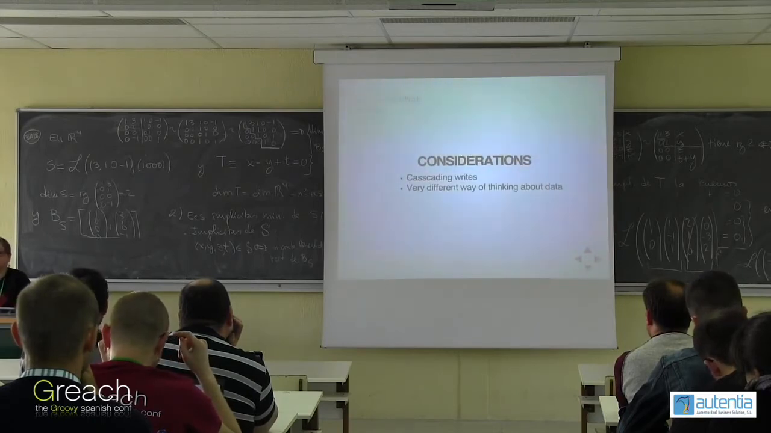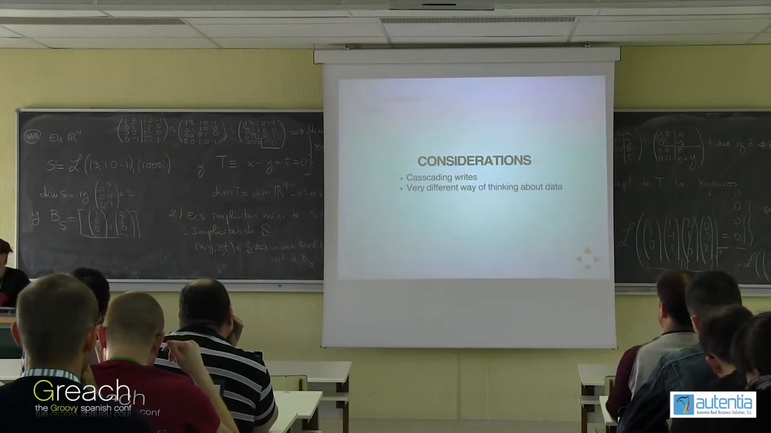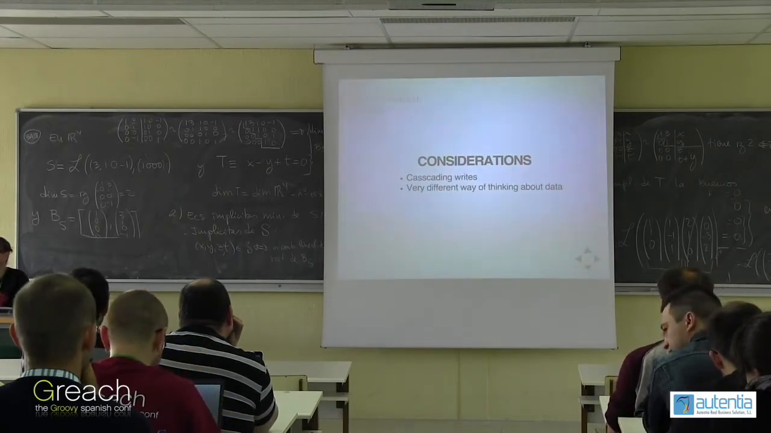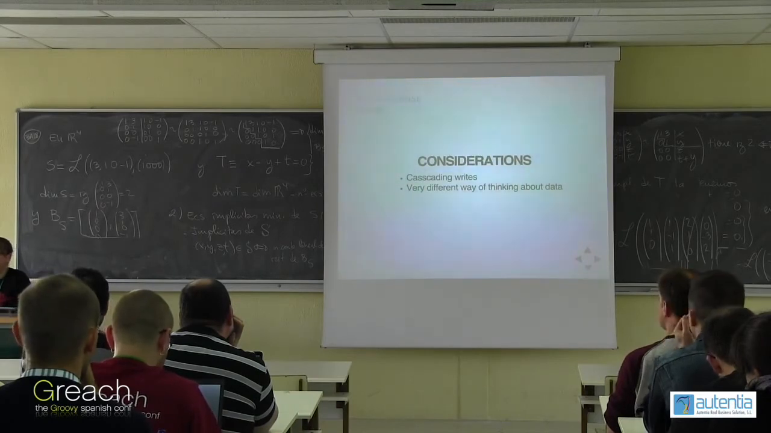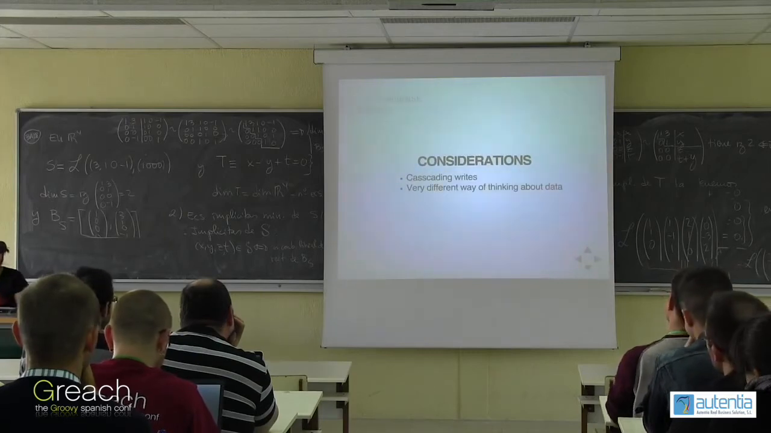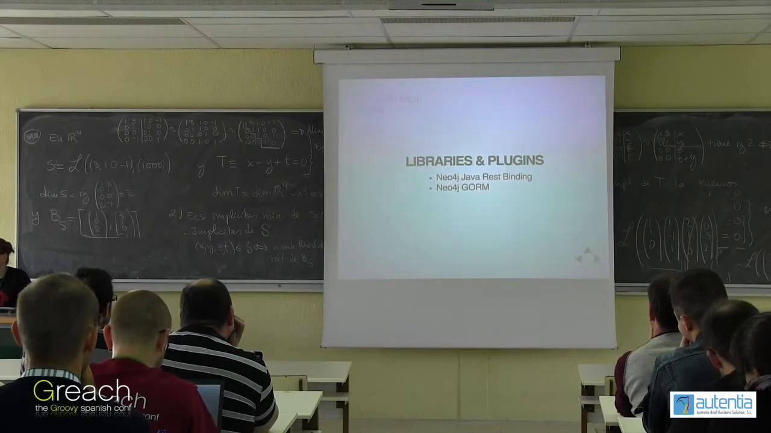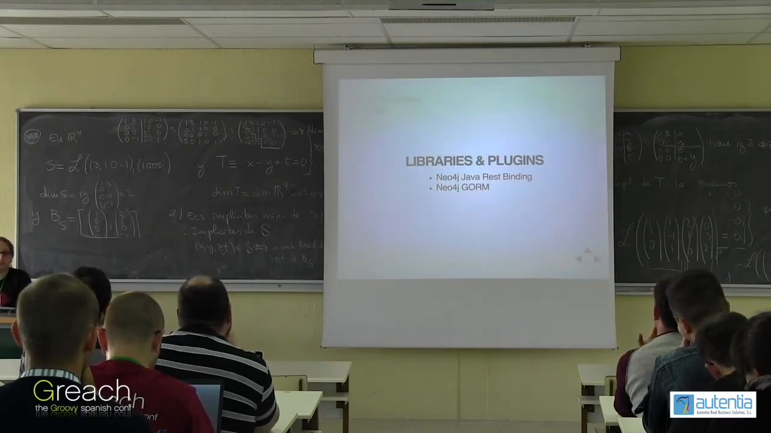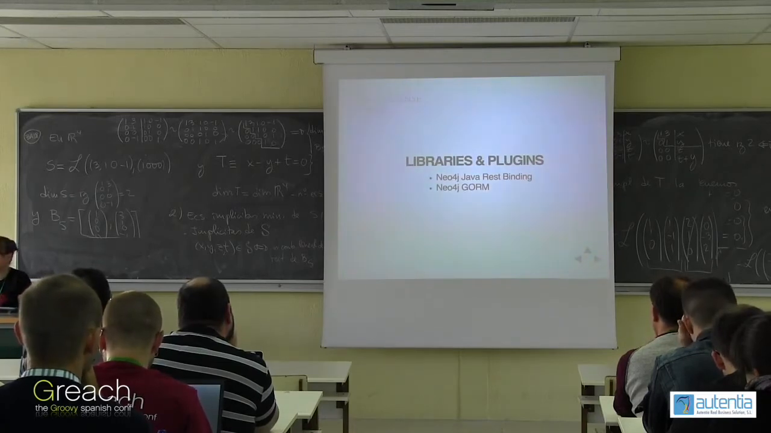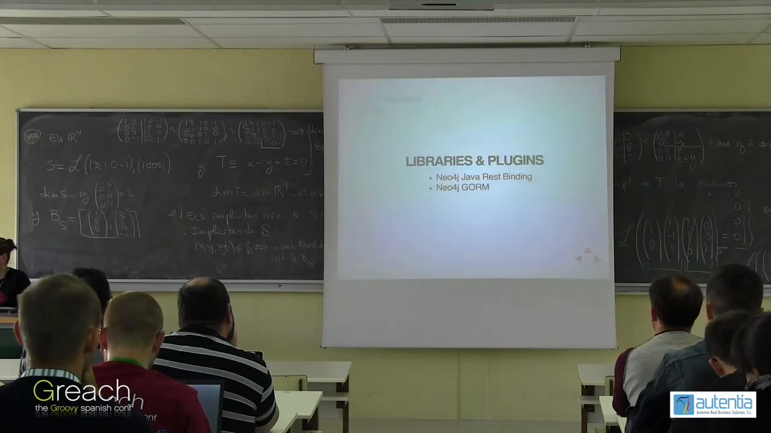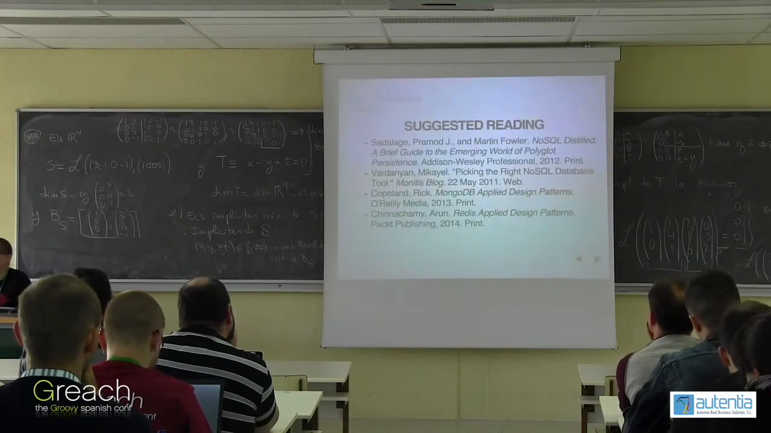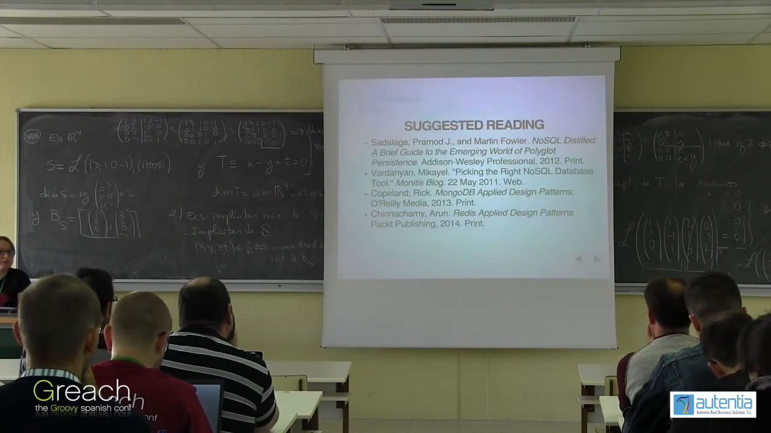Some considerations: I think it's a very different way of thinking. I haven't had too much exposure to graph databases, but it's definitely very different. And the way the tree structure works can make it cascading. The most popular one, like I said, is Neo4j. There is a Groovy and a Grails option as far as libraries and plugins go. Like I said, this is all online. I've got some resources here if you want to do research into any of these different types.